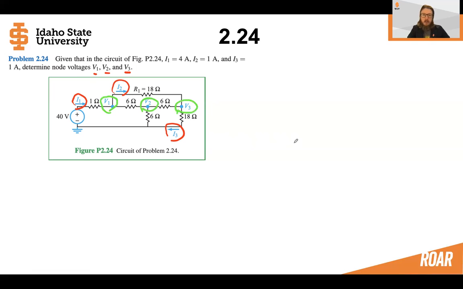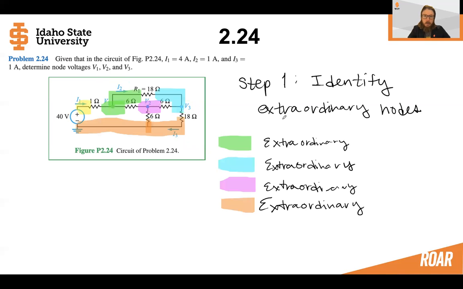So let's solve this using the cookbook, which you can find on Moodle. So first, we want to identify the extraordinary nodes. What I did is I took a highlighter and I went through each one of these and I colored each node. Now I can see that the green, purple, blue, and orange nodes could be considered extraordinary since there are three different branches going in or out of that node. So this is step one, identifying each one of the nodes.